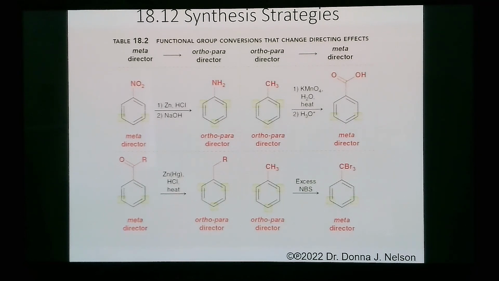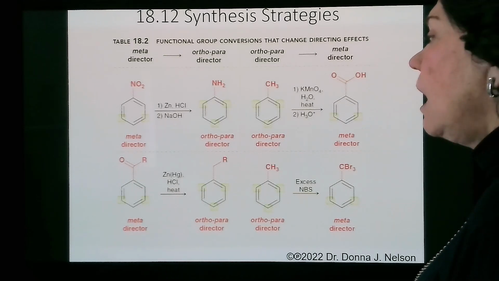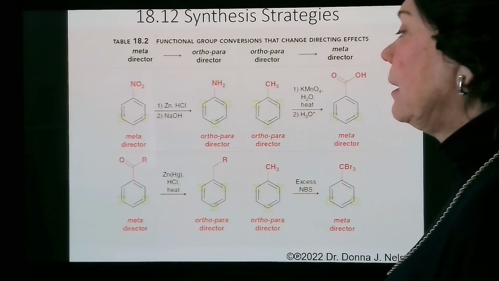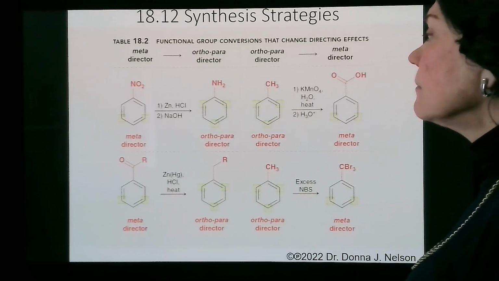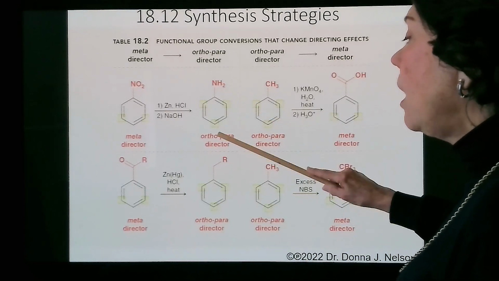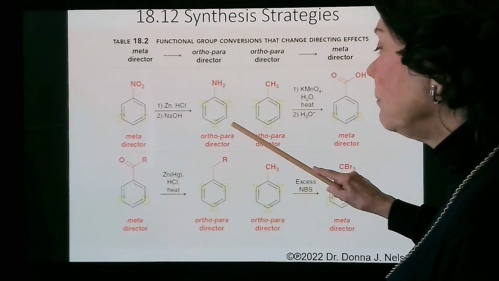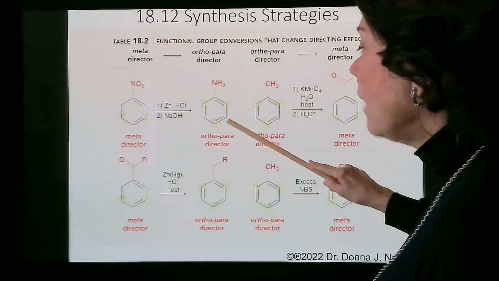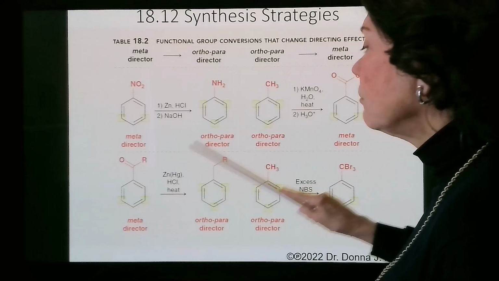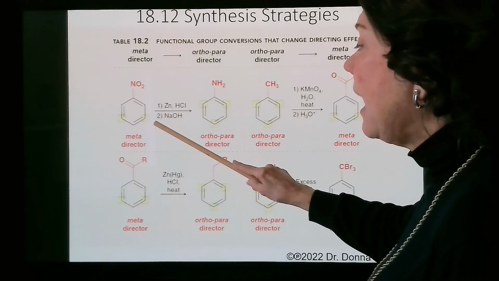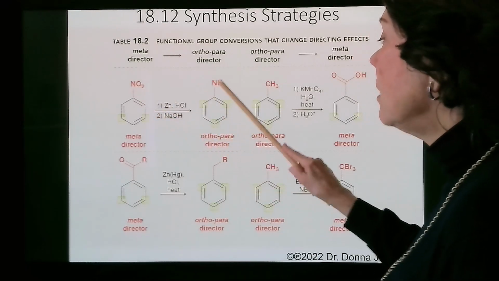So you can see this is also very useful synthetically. So if you need to have, say, an amino group on your benzene ring, the amino, you know, is ortho-para-directing, and say that you need another group, meta, you would not start out with an amino group. You would start out with a nitro group, install the new group, and then convert nitro to an amino group.